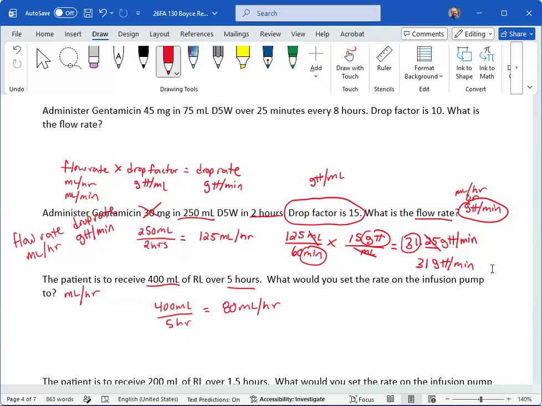Now, just so you know, yes, I would do what was suggested there. The way I would classically set this up is I would take the 250 ml, and then instead of 2 hours, 2 times 60 is 120 minutes. And then I would just go right into multiplying by the drop factor, which is what I think she was asking about. And then we get that again rounded 31 drops per minute.